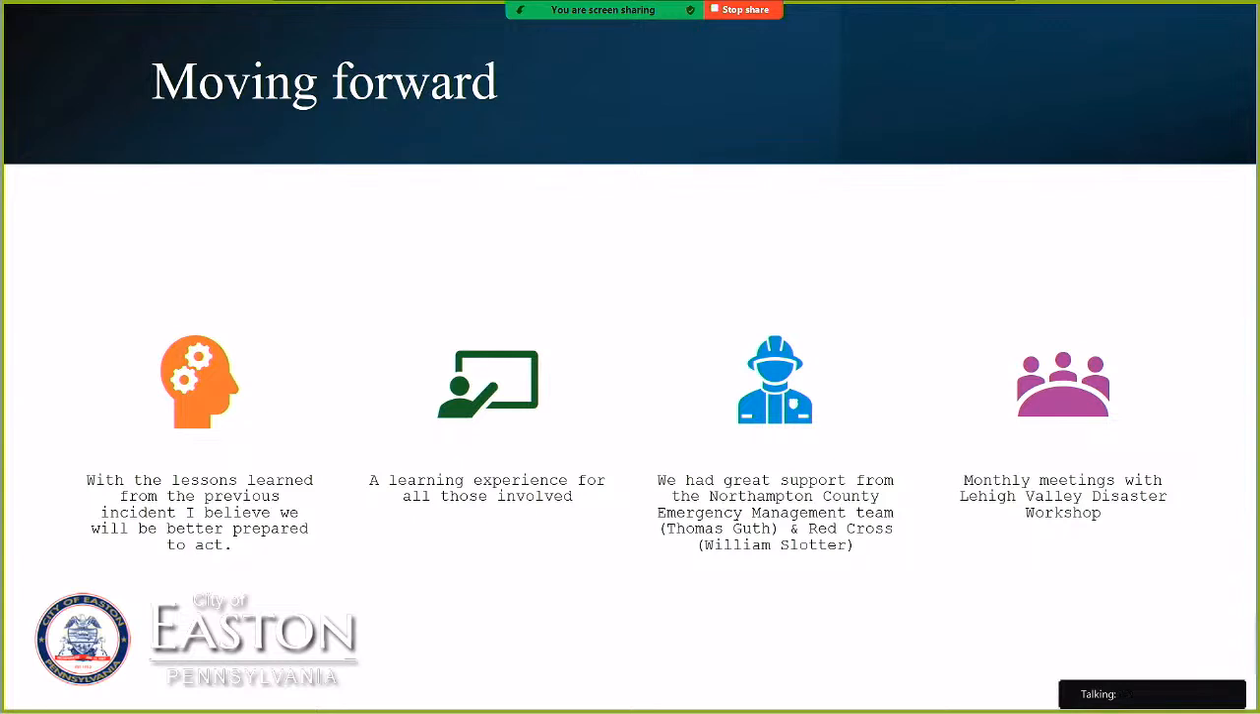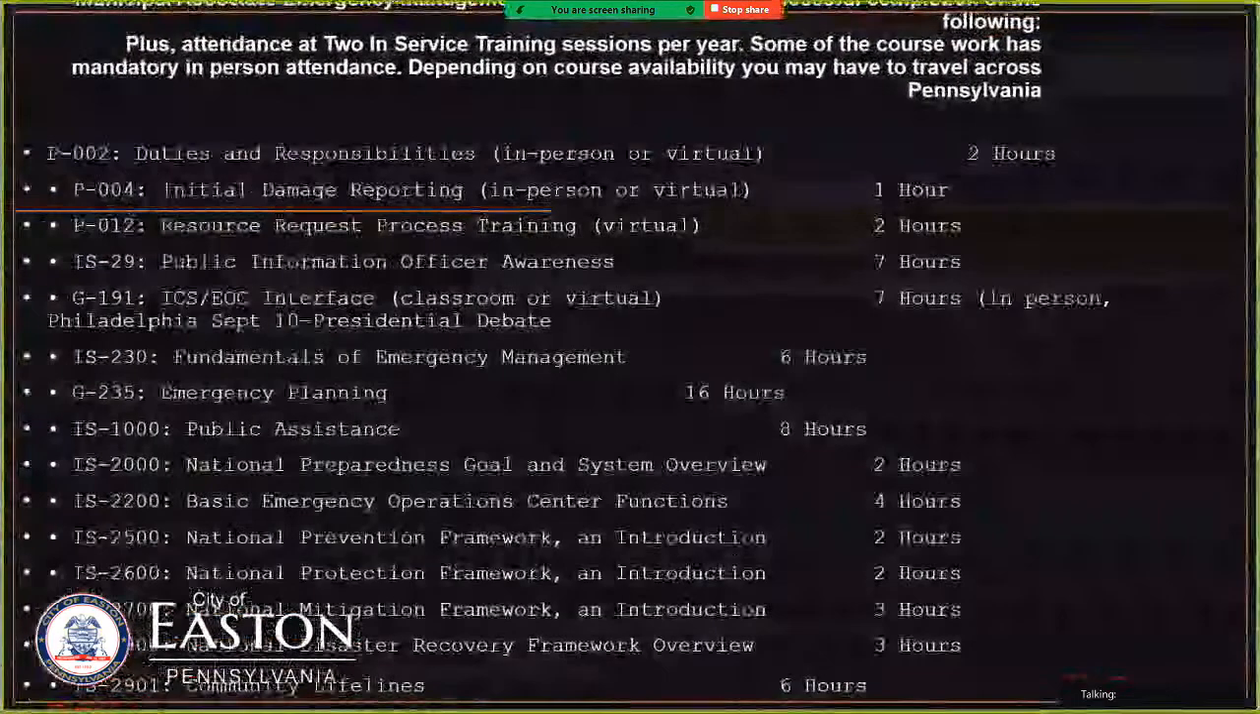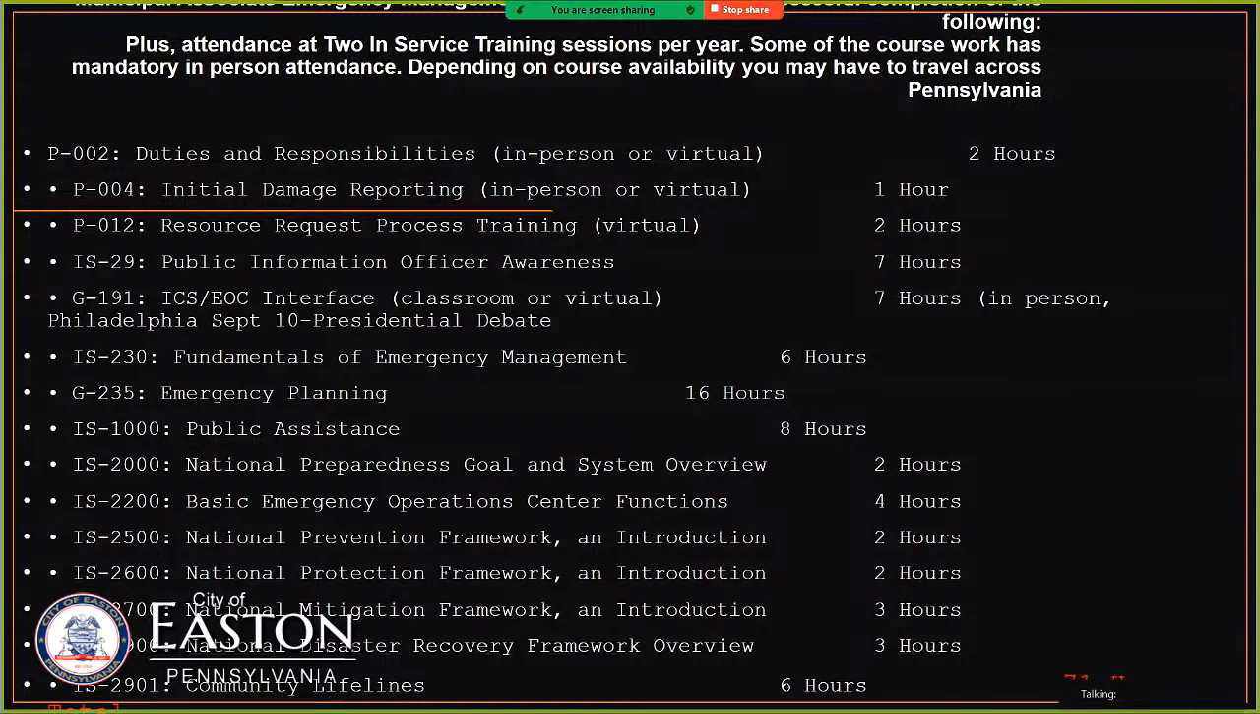And we do participate in the monthly meetings for the Lehigh Valley Disaster Workshop. It's usually an online thing that we get together and cover topics that are crucial to what's going on in Lehigh Valley. So, just to let you know, as the emergency management coordinator for the city, there's a lot of training involved.